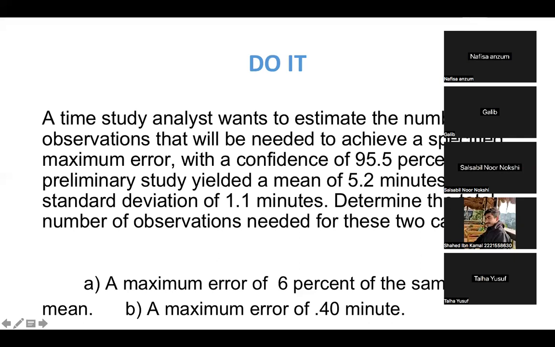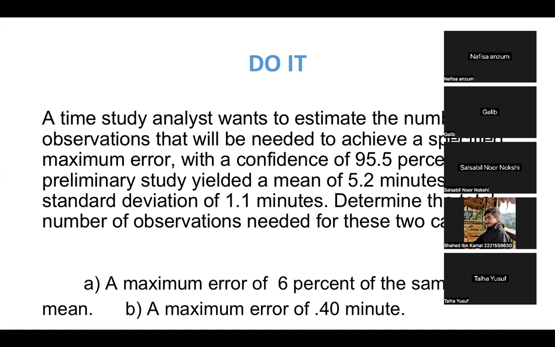Hey, Mr. Shahid. How many observations? What is N here? What is N here? Number of observations. So today we have finished one part of our two lectures on work design and measurement.